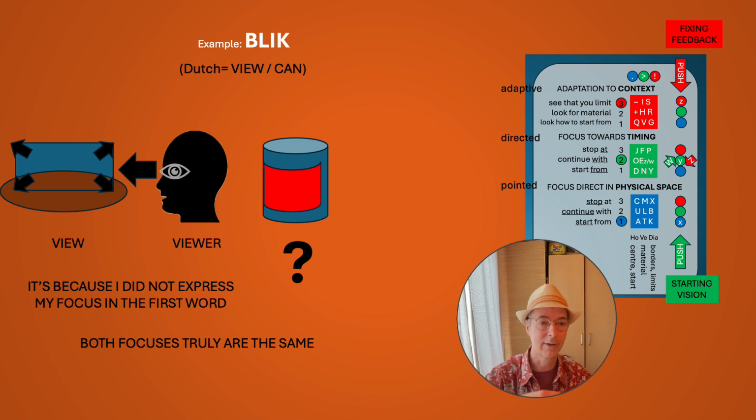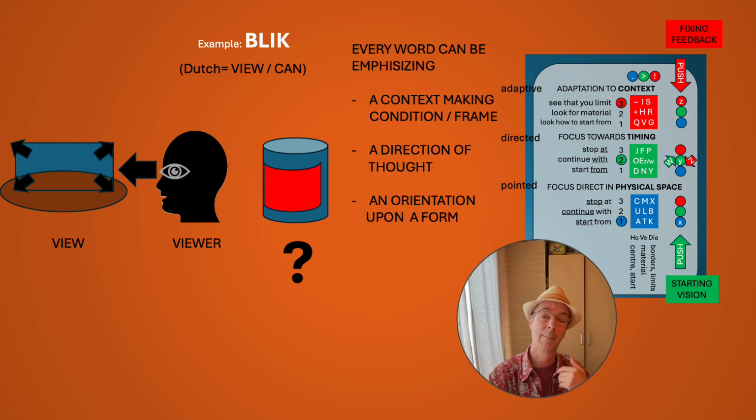It's about a view. This view can be derived to a view, how you can express it. And then I will tell you that these two focuses are actually the same, but still there are some differences, and I will tell you the reason of these differences, which you could already derive from my introduction. Because every word can be emphasizing either the orientation upon a form, the direction of a thought, or the context-making condition, the frame. And when I use a word, the frame itself with which I describe it can be the same thing for all of these three applications.